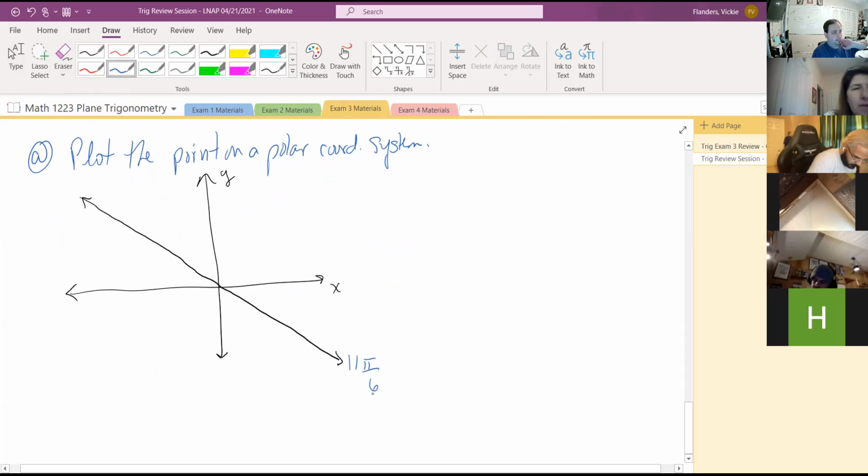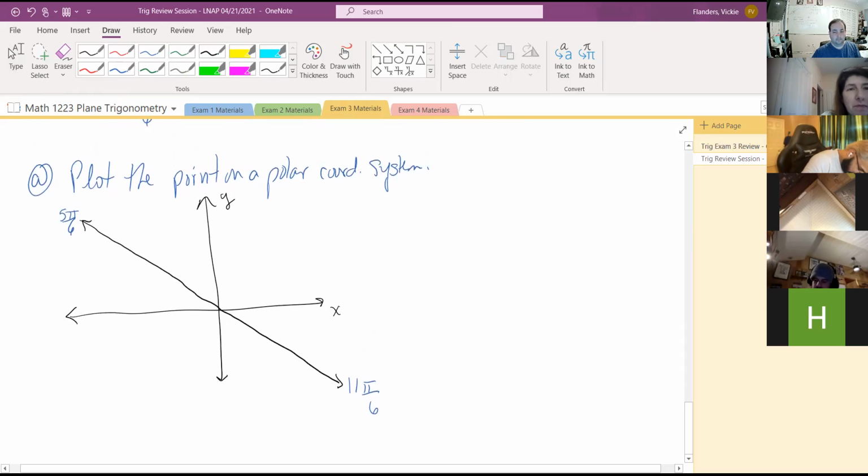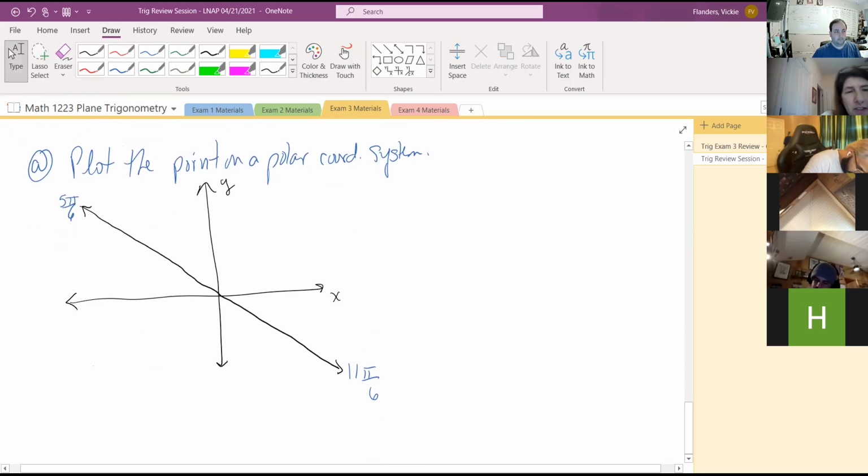Okay. The reason I drew a cross in quadrant 2 is because a lot of times, in fact if I had a negative r, I'm going to use this over here. This is 5 pi over 6. All right. Where's my radius? 4. So just think about 4 circles. So this would be 1, 2, 3, 4. So that point would be right here. 4, 11 pi over 6.